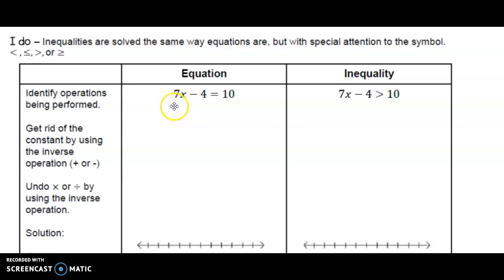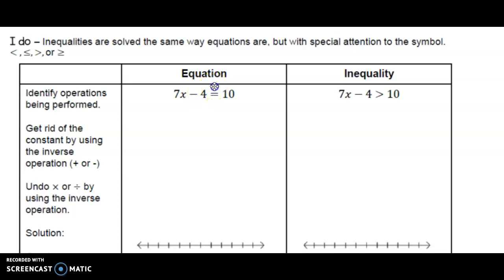We want to identify the operations being performed. We have a coefficient and a variable touching, meaning multiplication, and we're subtracting 4. If we do that, we get 10 as a result. So the first thing we want to do to undo this is get rid of the constant by using the inverse operation. Our constant here is -4. The inverse operation of subtraction would be addition, so we need to add 4.